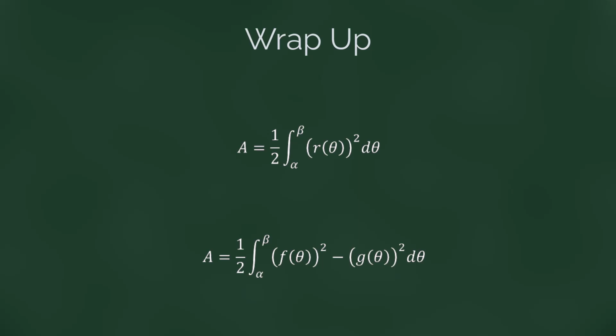If instead we want to find the area between two polar curves, where one of those curves is r equals f of theta and the other is r equals g of theta, then we can just use the formula A equals 1/2 the integral from alpha to beta of f of theta squared minus g of theta squared d theta.